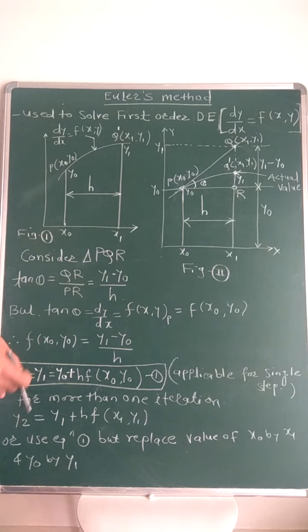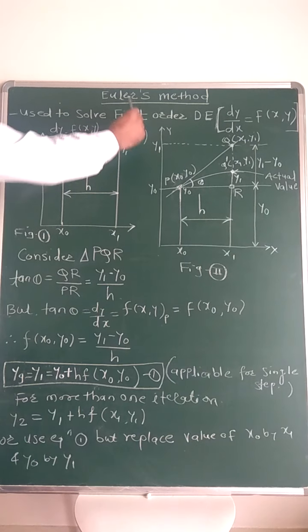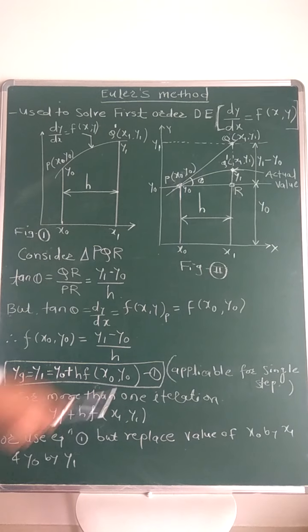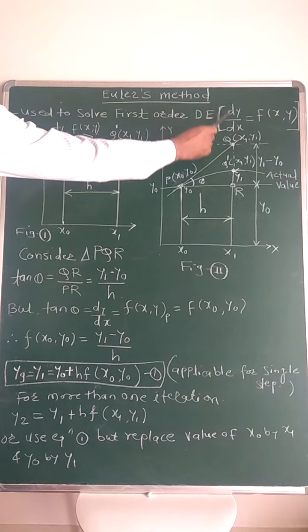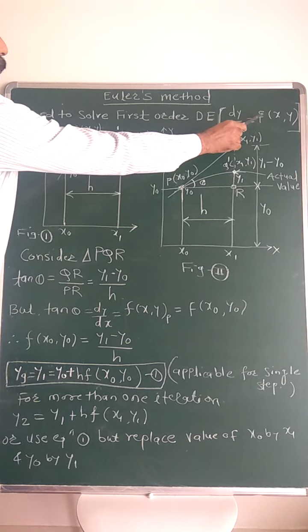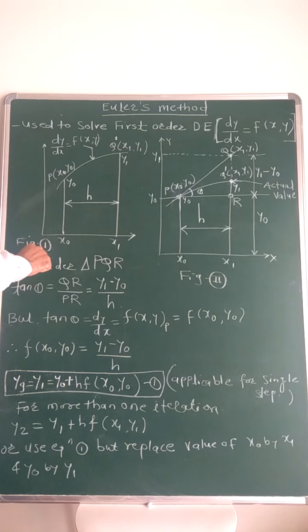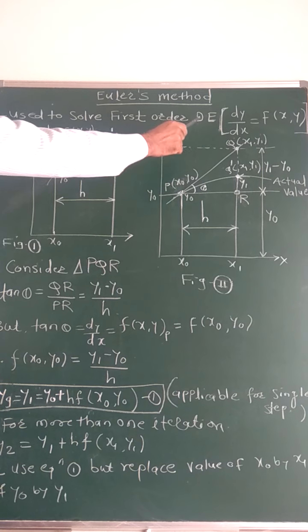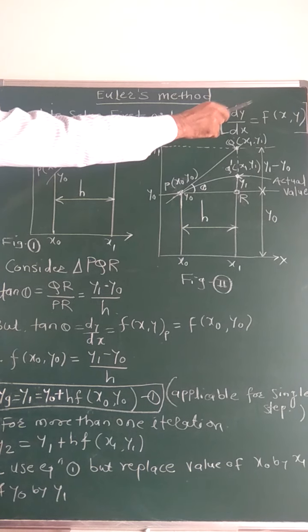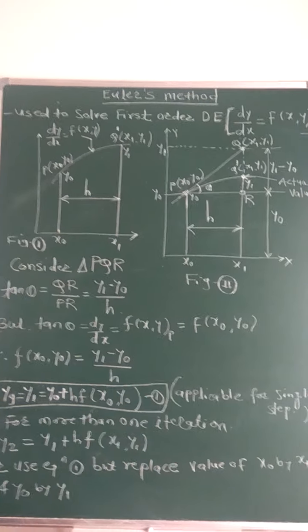Today we are going to learn the numerical solution of ordinary differential equations using Euler's method. This Euler's method is used to solve the first order differential equation of the type dy by dx is equal to f of x, y. This is figure number 1. This figure number 1 shows the curve formed by this differential equation dy by dx is equal to f of x, y with step size h.